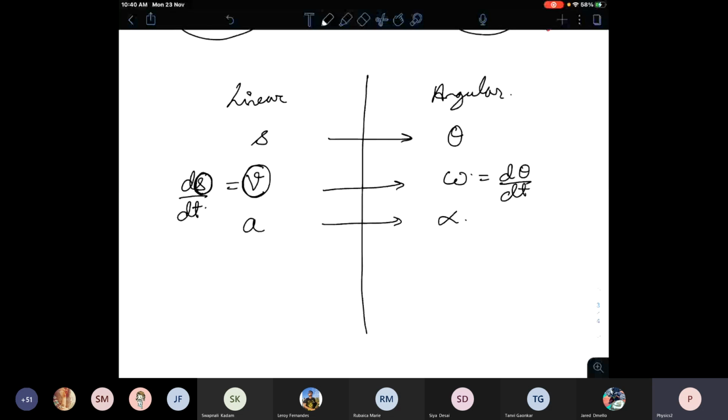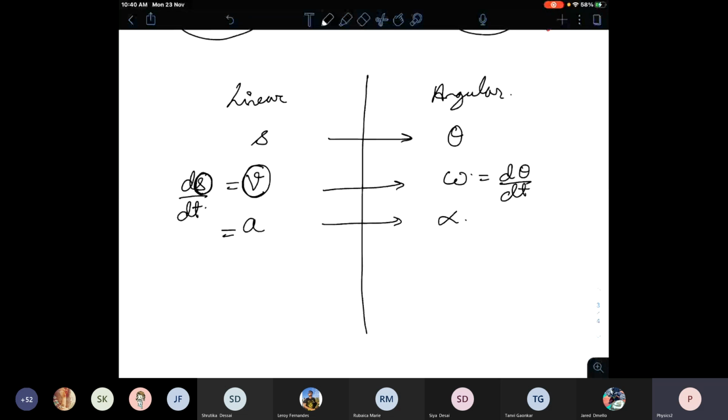Again, acceleration. If I'm talking about acceleration... Somebody's mic is unmuted. Just mute your mics.